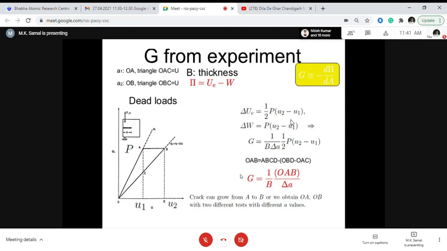And from G you can also calculate K, because G equals K1 squared by E for plane stress condition, and K1 squared by E dash for plane strain condition. So this gives you a method not only for determination of the G parameter, but also for determination of K1, the mode 1 stress intensity factor.